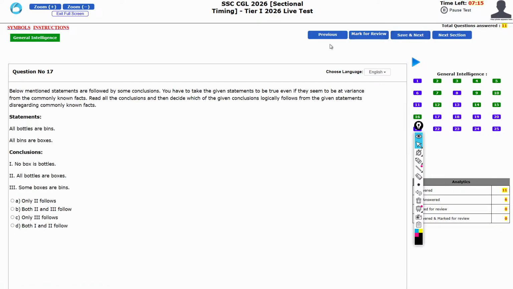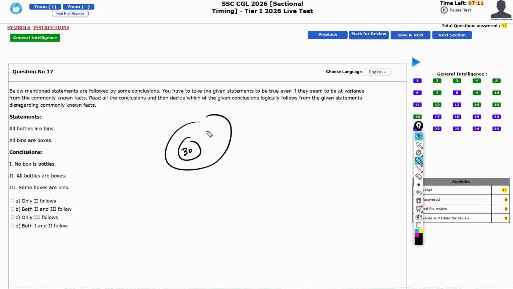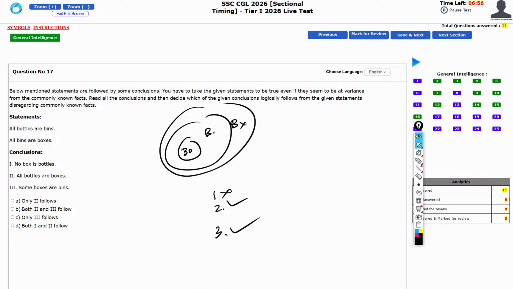Okay, so syllogisms: all bottles, beans, all bean, box, no box, bottle. All bottles are boxes. Bottle, box, all bottle, box, some boxes, beans. So 2 and 3.